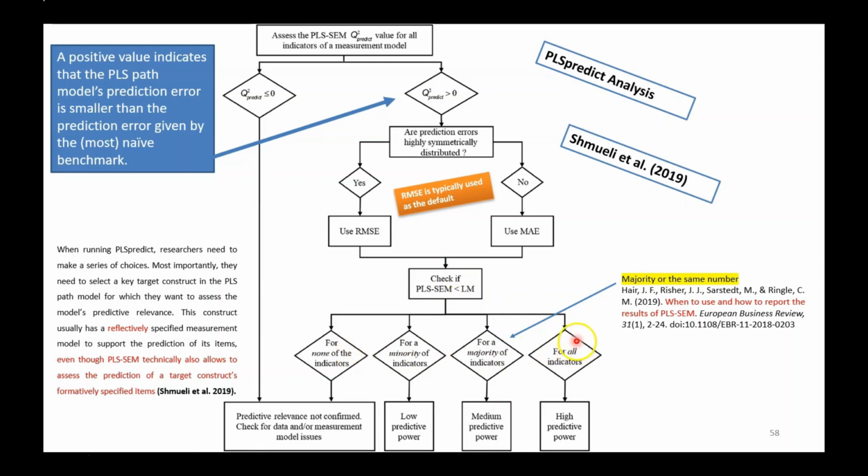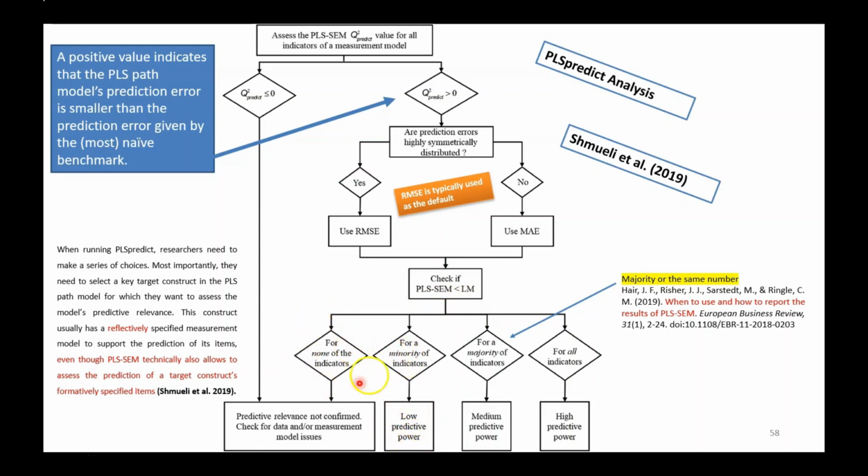So there are a few points here. In case that for all of the indicators of your target construct, the prediction errors based on PLS are smaller than the prediction errors based on the linear model, it means that you have high predictive power. And in case that for a majority or the same number of the indicators, the prediction errors based on PLS are smaller than the prediction errors based on LM, it means that you have medium predictive power. And in case that for a minority of the items, the prediction errors based on PLS are smaller than the prediction errors based on LM, it means that you have low predictive power.